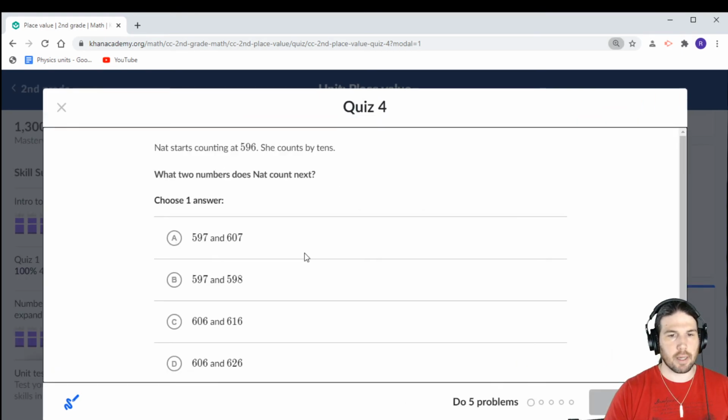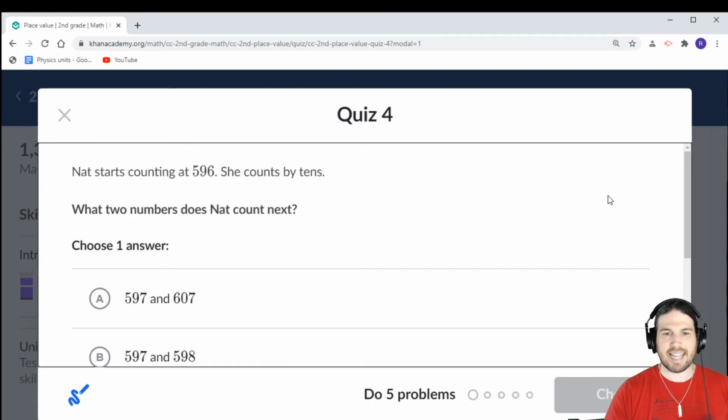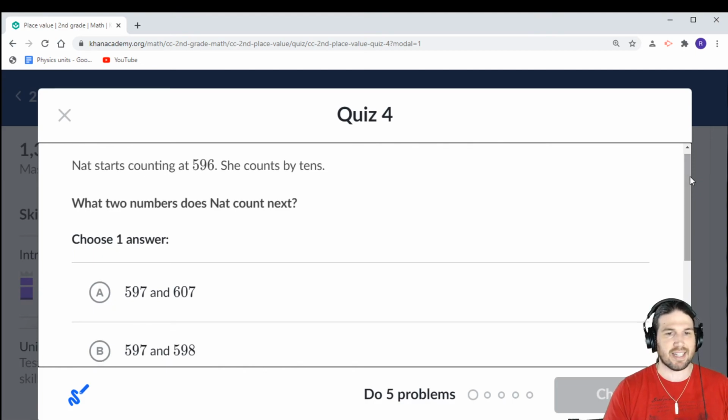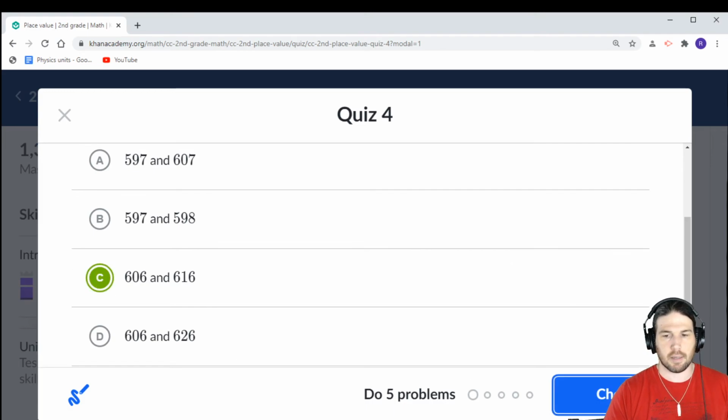Nat starts counting at 596. She counts by tens. Okay, good. So now I actually get to count by tens like I apparently wanted to do all this time. So next it's going to be 606 and then 616.